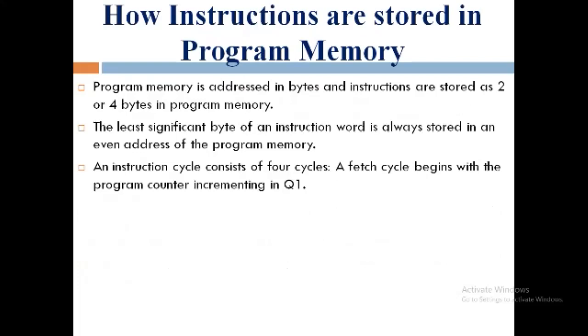How are instructions stored in program memory? Program memory is addressed in bytes and instructions are stored as 2 or 4 bytes in program memory. The least significant byte of an instruction word is always stored in an even address of the program memory. An instruction cycle consists of 4 cycles. These are: a fetch cycle begins with the program counter incrementing in Q1.